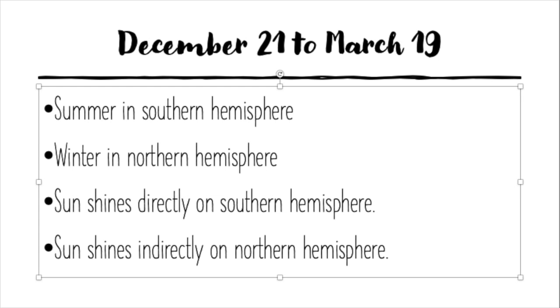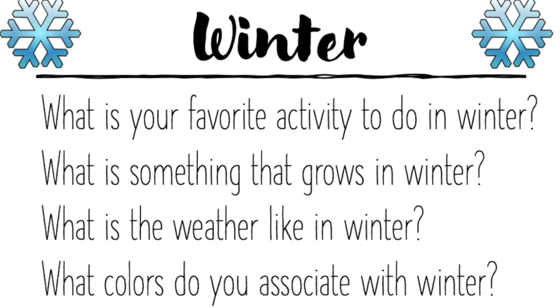Our fourth and final season happens December 21st to March 19th. This is summer in the southern hemisphere and winter in the northern hemisphere. The sun shines directly on the southern hemisphere and the sun shines indirectly on the northern hemisphere. Let's look back at our worksheet. Since we are in the northern hemisphere, it would be winter for us.